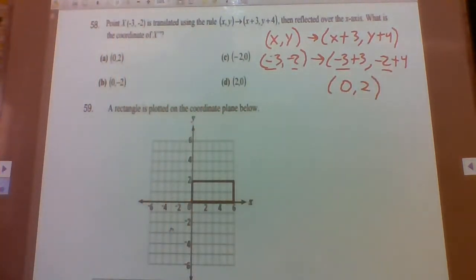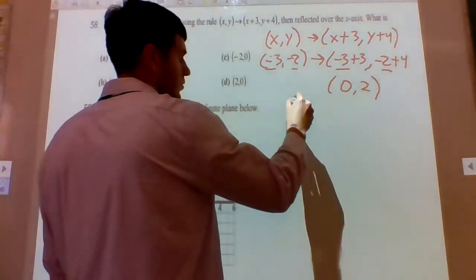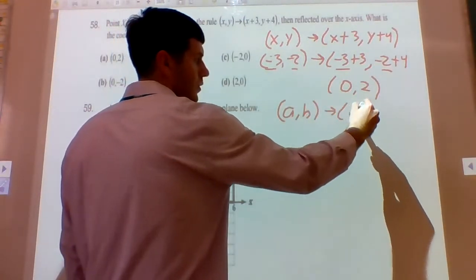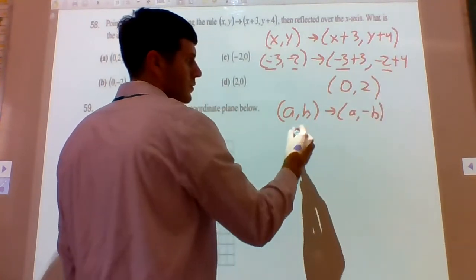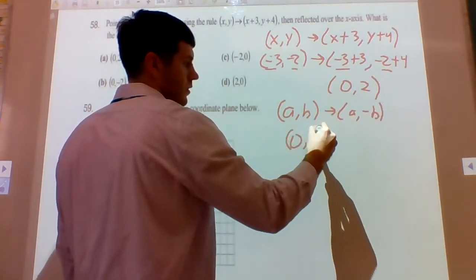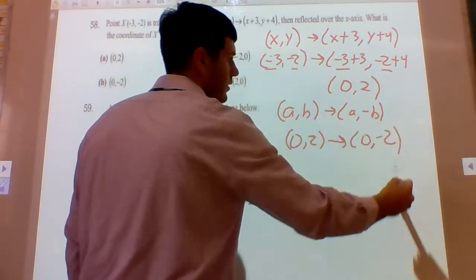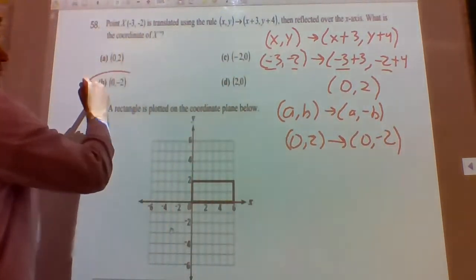Okay, then we're going to reflect over the x-axis. The rule for reflecting over the x-axis is (a, b) goes to (a, -b). So (0, 2) is going to go to (0, -2). Okay, so our answer is going to be (0, -2).